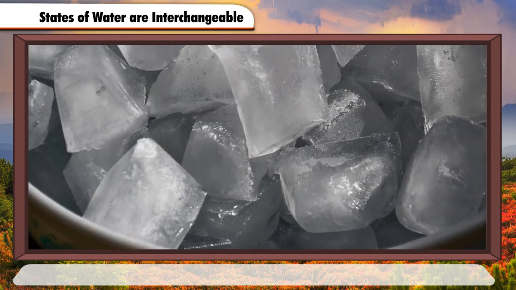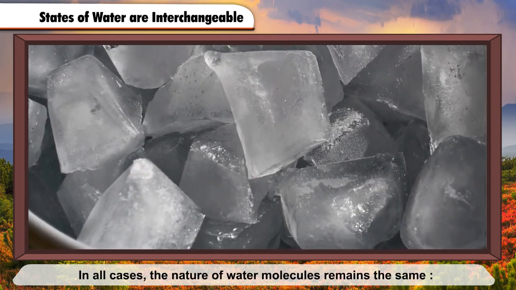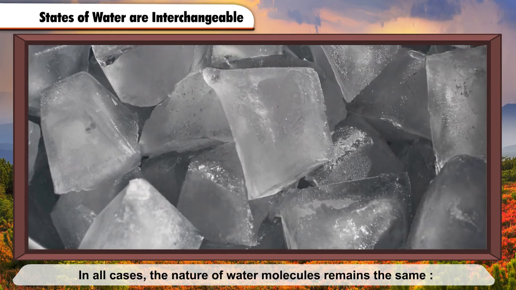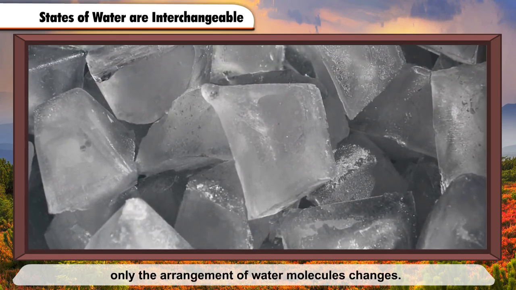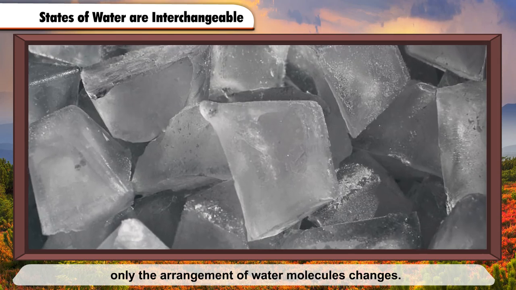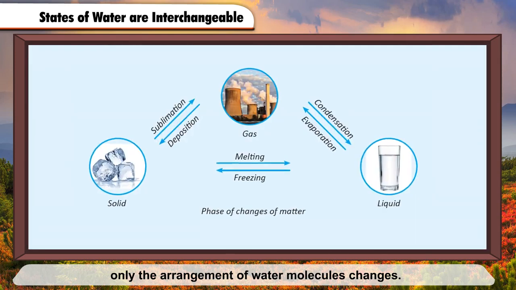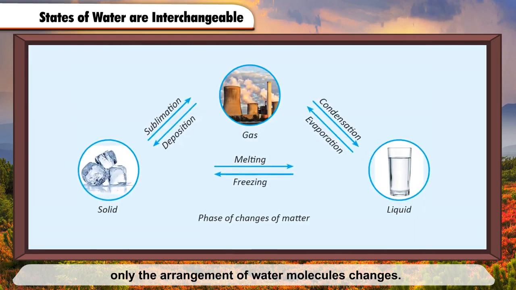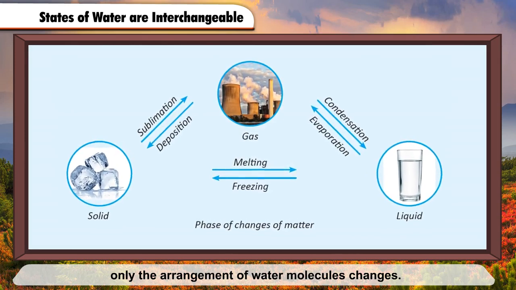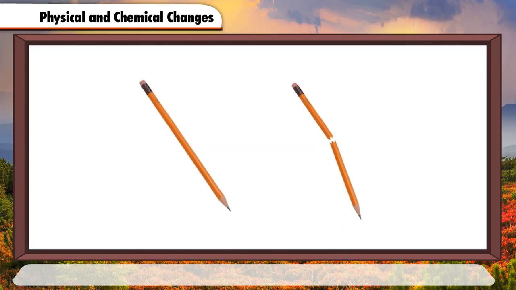States of water are interchangeable. In all cases, the nature of water molecules remains the same, only the arrangement of water molecules changes. Phase changes of matter: solid, liquid, gas. Physical and chemical changes.